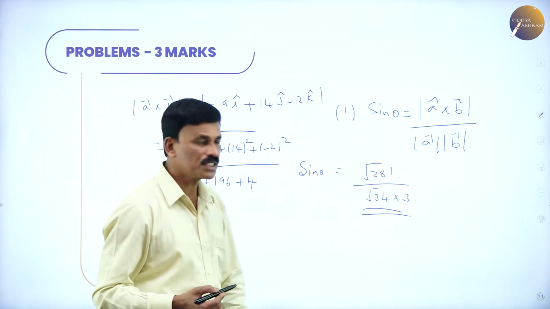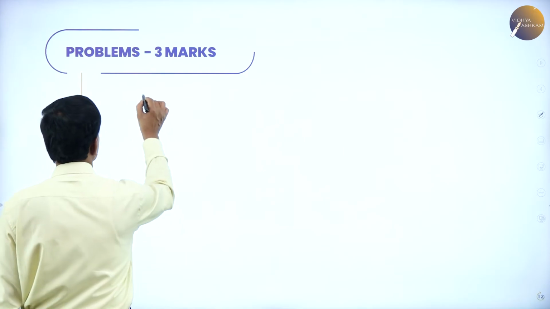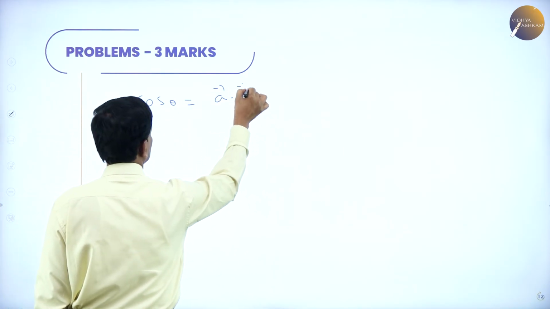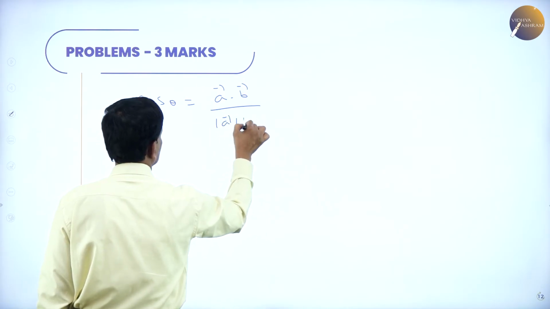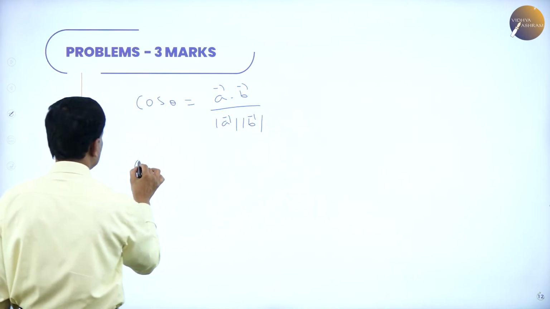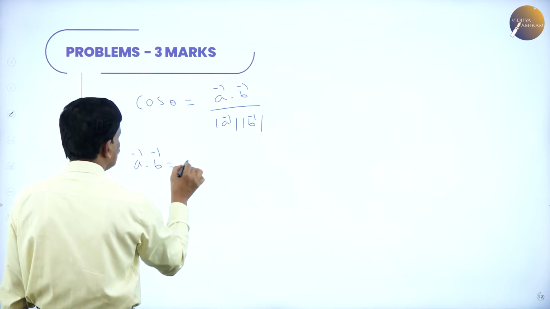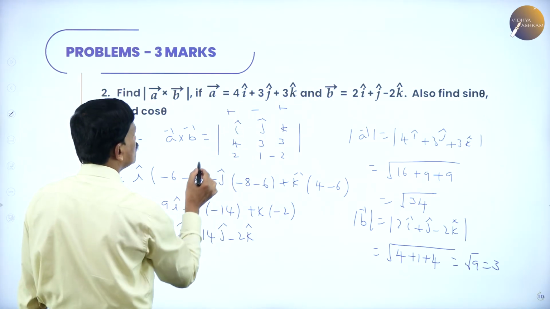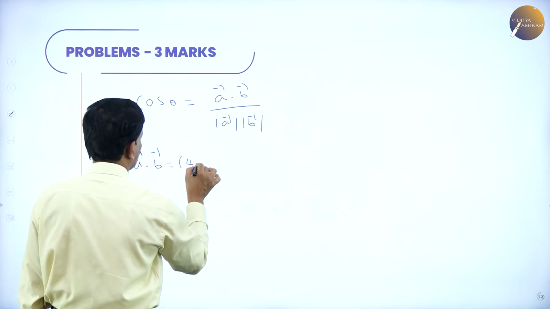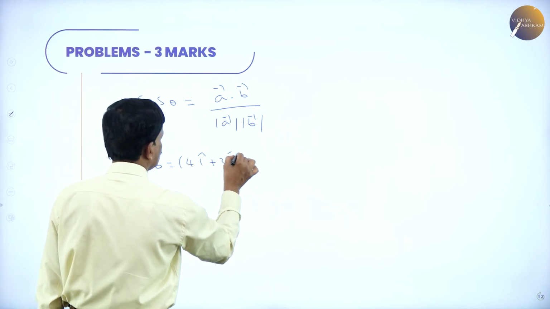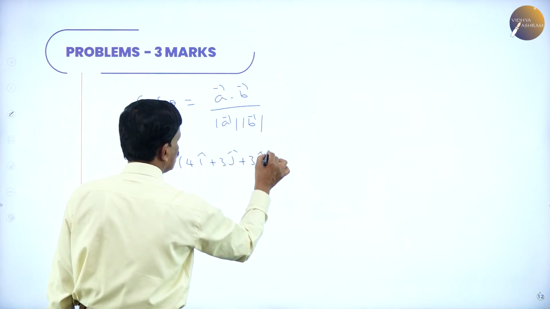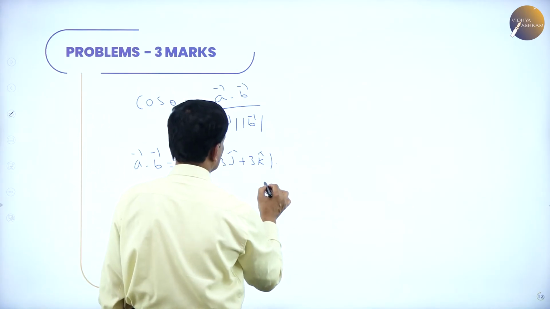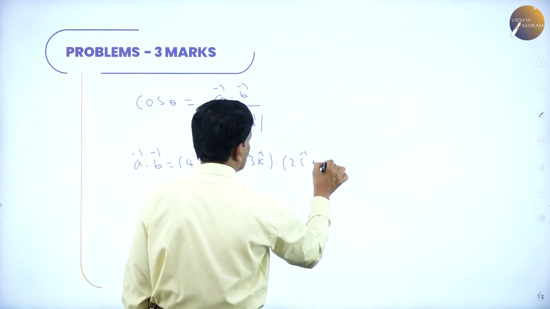Now, to find cos theta, cos theta is equal to a dot b divided by the length of a times the length of b. Now find a dot b, the dot product of the given vectors. What are the vectors given? 4i plus 3j plus 3k dot 2i plus j minus 2k.